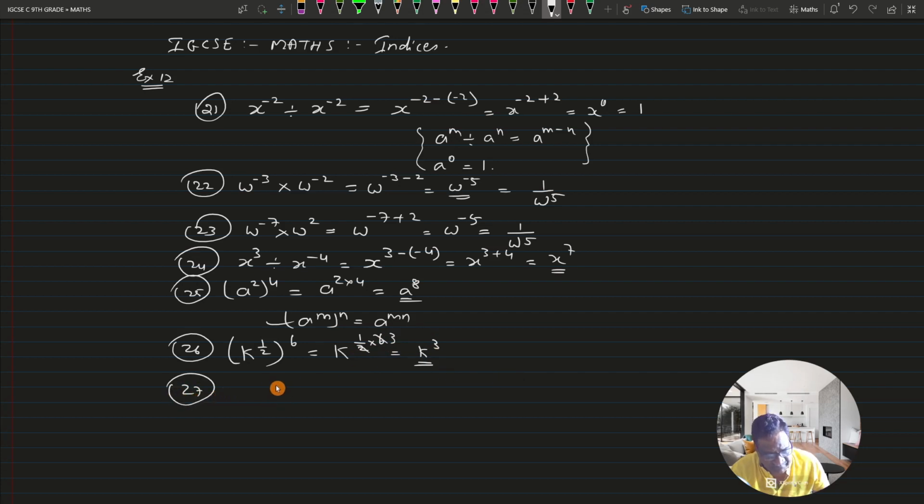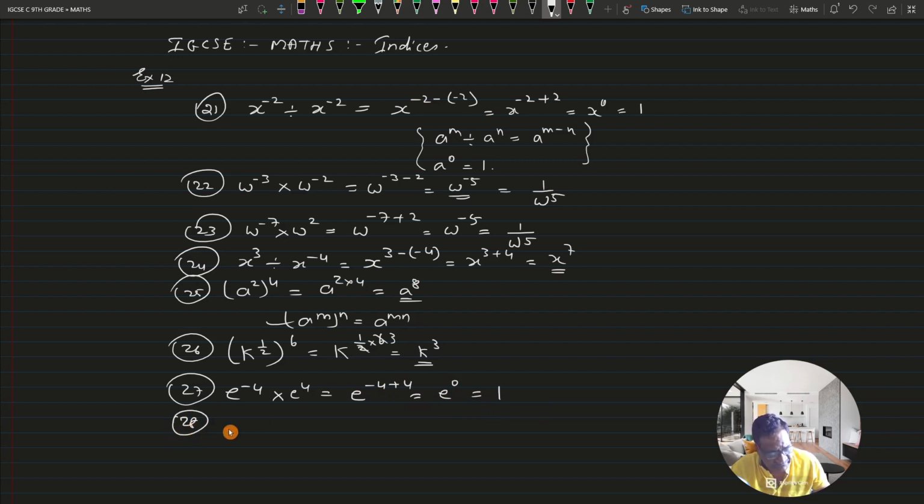27. e raised to minus 4 into e raised to 4. Now this is a raised to m into a raised to n form. Because the bases are the same, you can write e raised to minus 4 plus 4. This works out to e raised to 0, and I told you anything raised to 0 is 1 in indices, so the answer will be 1.